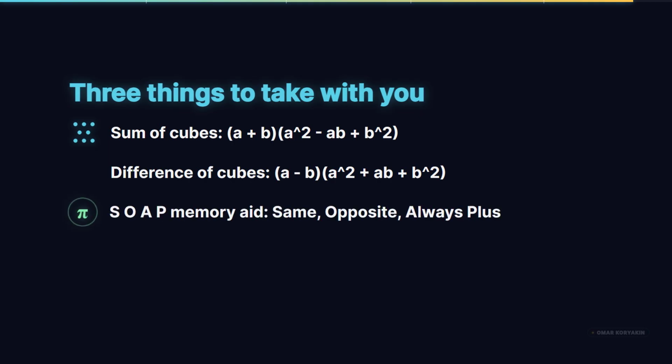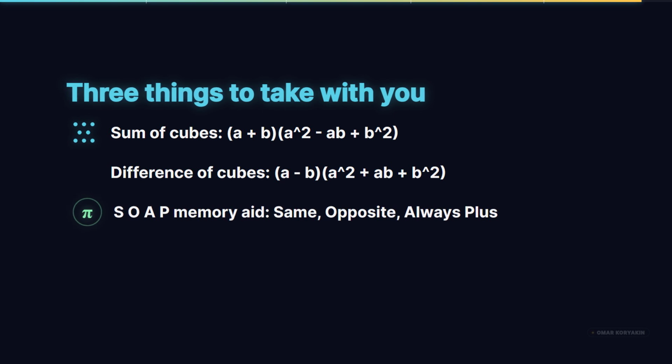The SOAP rule keeps the signs straight. Same sign on the binomial, opposite sign on the middle of the trinomial, always plus on the last term. Whisper SOAP whenever you write a cube factorization, and the signs will land where they belong.